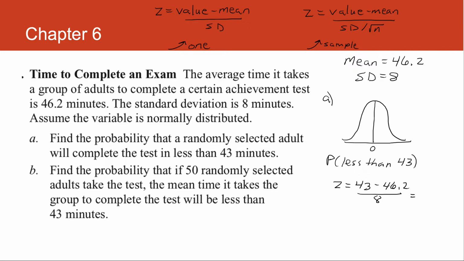All right, so I'm going to go to my calculator and I'm going to type that in. 43 minus 46.2, divide by 8. 2 decimal places if necessary. This one is going to be negative 0.40. All right, so then remember that we mark that off on the curve, so it's just going to be a little bit to the left of 0, right about here. All right, and we're going to draw a line. And we want to shade less than that, so we're going to be shading in the left tail of the curve.